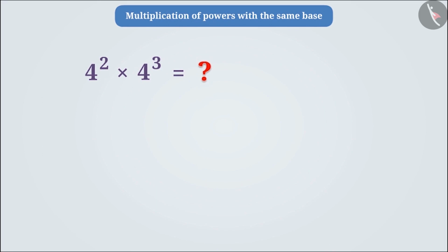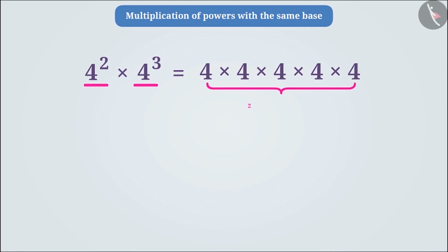Can you tell us how to do it? Think of it. You are absolutely correct. To find the value of 4 square, we will multiply 4 by itself 2 times. Similarly, to find the value of 4 cube, we will multiply 4 by itself 3 times. Now you can see here that 4 is multiplied by itself a total of 2 plus 3, that is 5 times. Therefore, we can represent it as 4 to the power of 5.